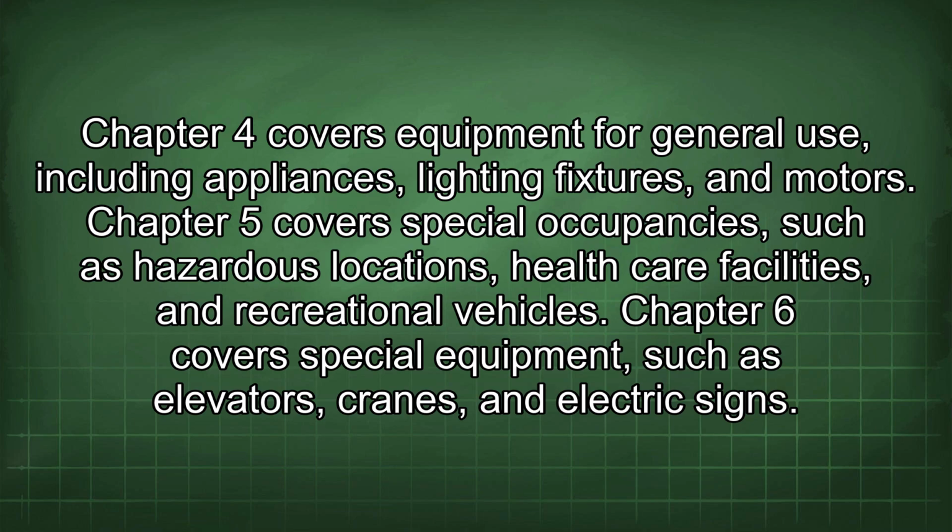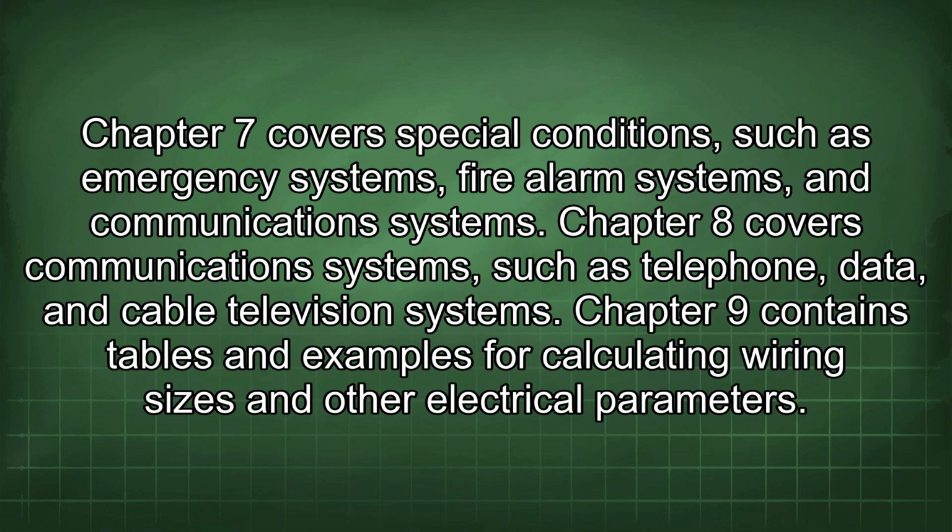Chapter 6 covers special equipment, such as elevators, cranes, and electric signs. Chapter 7 covers special conditions, such as emergency systems, fire alarm systems, and communications systems. Chapter 8 covers communications systems such as telephone, data, and cable television systems. Chapter 9 contains tables and examples for calculating wiring sizes and other electrical parameters.